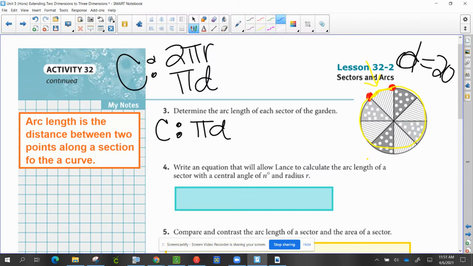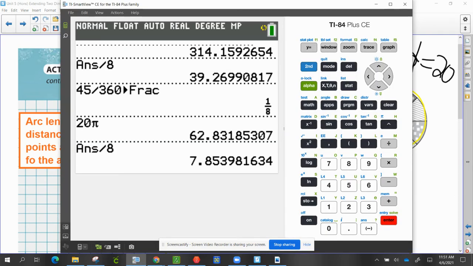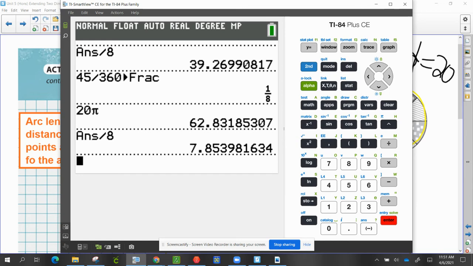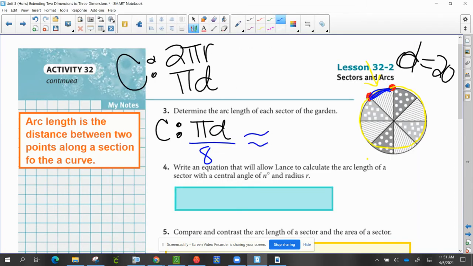So if we want to find the length of just one of those little sections, we would just have to divide it by the sections we have, which was 8. So we should get this answer. So let's round that to 7.9. And I believe it was feet. So that's the difference between the area of a sector. Area of the sector is talking about the area of that entire piece and it's filled in. Arc length is just talking about the length along the curve between 2 points on a circle.